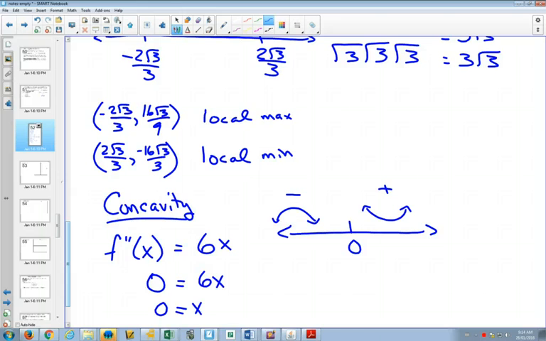I could have also used the second derivative here to just check using the second derivative test: is the negative 2 root 3 over 3 supposed to be a maximum? Yes, because this is concave down. That would make it, if there was a stationary point in that section, a maximum. And same thing with 2 root 3 over 3. It's in this section, making it have to be a minimum.